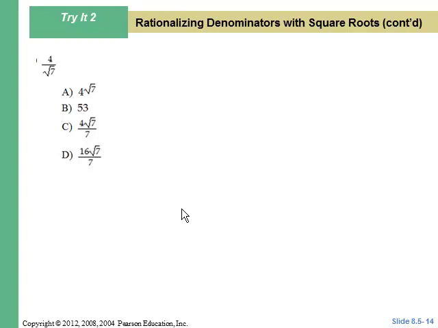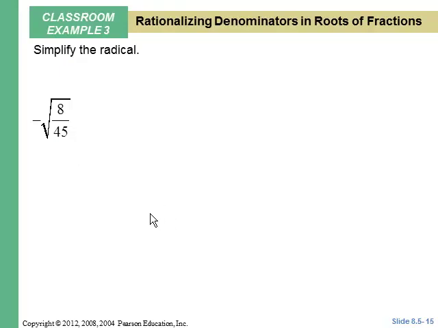You do this one. Multiply top and bottom by the square root of 7, and you get 4 root of 7 over 7. Okay. This one's pretty easy also.